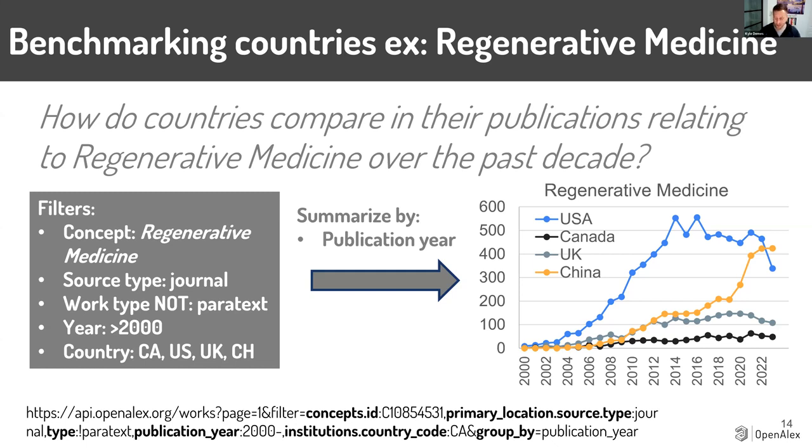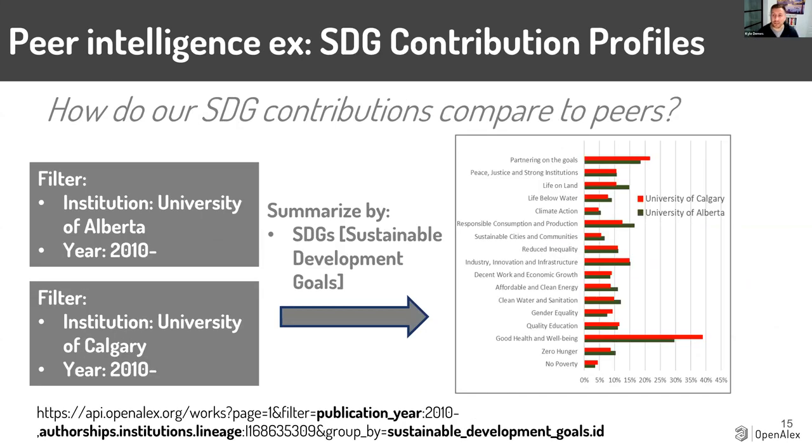Sometimes you don't care about countries, you care about individual institutions and peers. So I chose 2 universities that are very close together, I think like 3 hours apart, have pretty similar research volumes. They're in the same province, so the University of Alberta and University of Calgary. And I said, limit to 2010 and beyond. And I will just point out, you can see here 2010 dash.